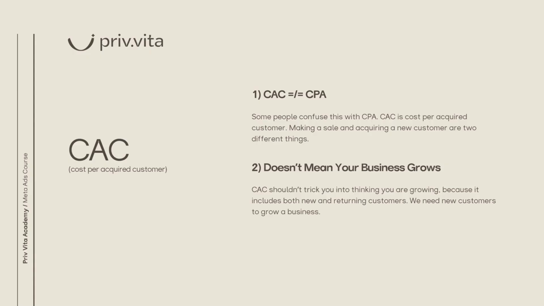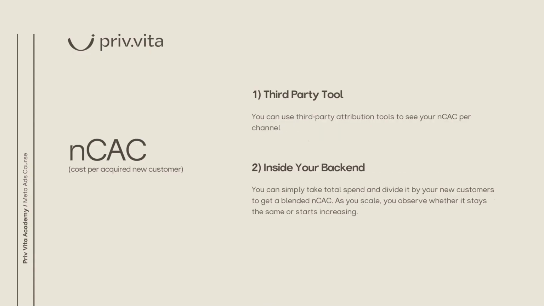And that brings us to nCAC. nCAC shows you cost per acquired new customer. You can use a third-party attribution tool to see your nCAC per channel, which is a little bit complicated because attribution is kind of broken these days. Or you can simply take total spend and divide it by your new customers to get a blended nCAC. As you scale, you observe whether it stays the same or starts increasing. That is the best way to manage a business in my opinion.